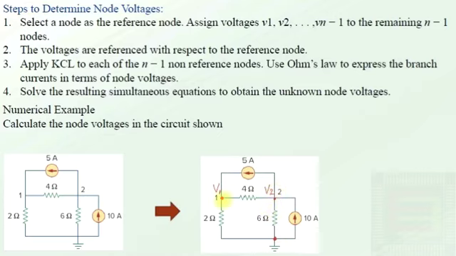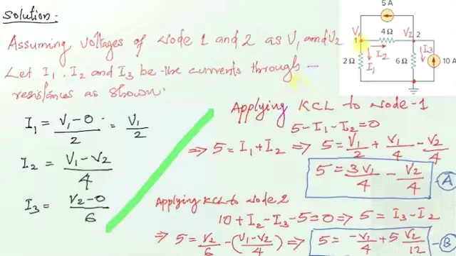Now we have to apply Kirchhoff's current law to all the nodes except the reference node, and the resulting simultaneous equations are to be solved to find V1 and V2. Before applying Kirchhoff's current law to node 1 and 2, let us see how we can calculate the currents as marked in the circuit. Here we are assuming that current I2 is flowing in this direction, current I1 is flowing in this direction, and you have a constant current source. So its magnitude will always be constant.